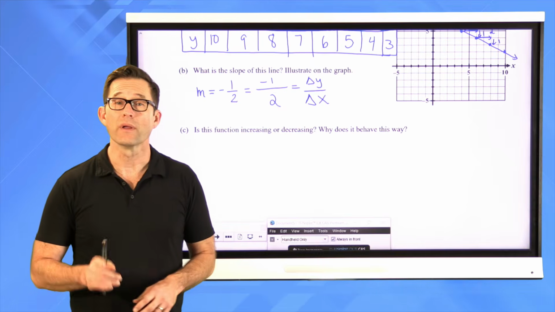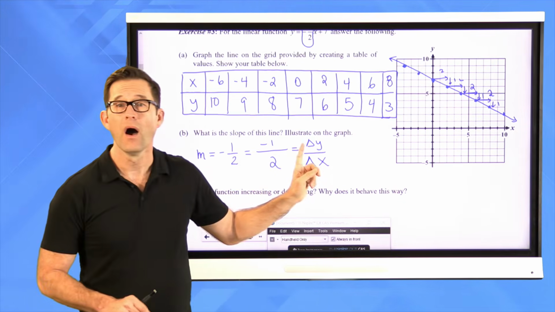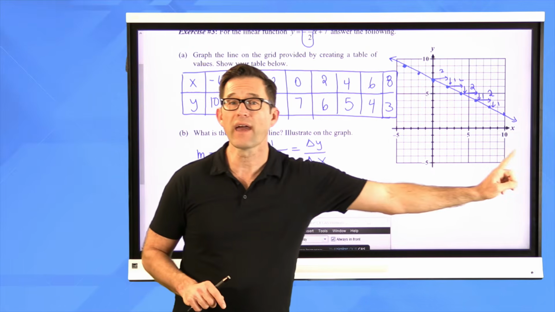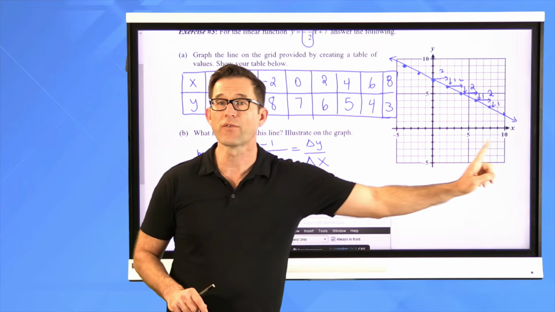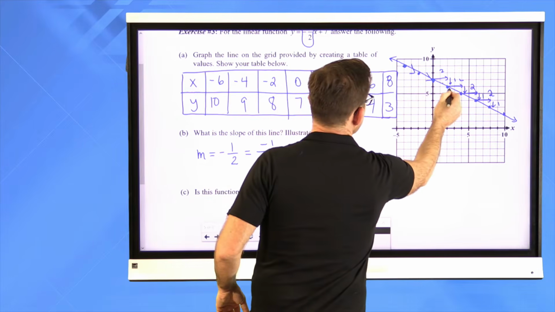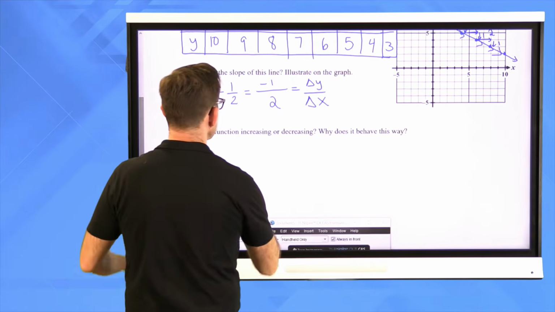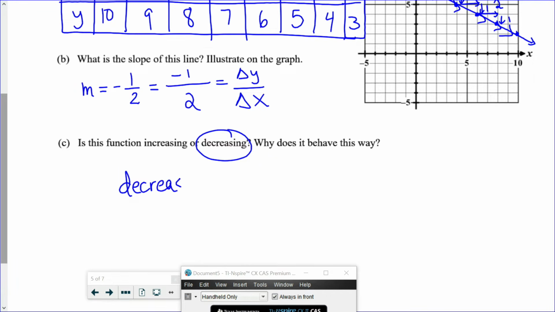Well, remember, increasing and decreasing on functions, we talked about this in the last unit. I always want to read a function by looking at it from left to right. So if I was moving along this function from left to right, then I would be going downhill, right? My y values would be decreasing. This is a decreasing function.